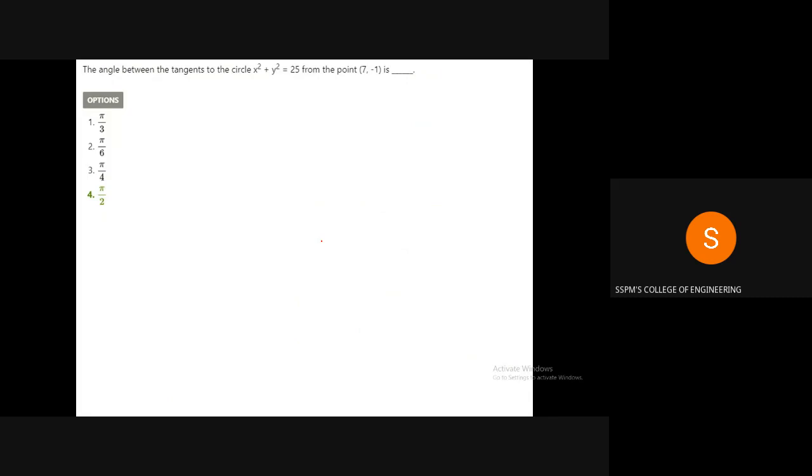Next question. Now we have to find the angle between the tangents to the circle x square plus y square is equal to 25 from the point 7 comma minus 1. Suppose this is our circle. What is the standard form of the equation of a circle? It is (x minus h) square plus (y minus k) square is equal to r square. The equation of this circle implies that h is equal to 0 and k is equal to 0. That is our origin. So it is centered at the origin. Okay.